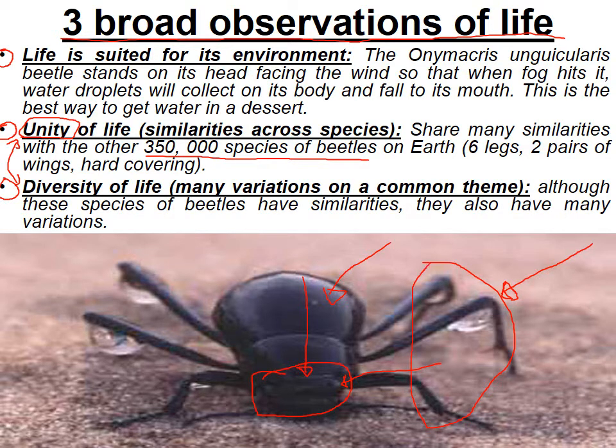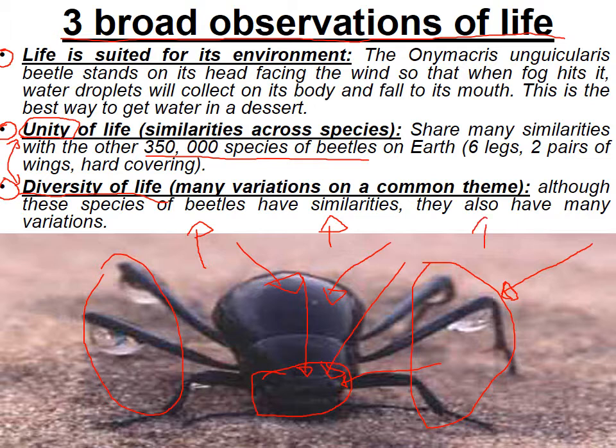They have 6 legs, they have 2 pairs of wings, they have a hard covering on them, so they're all very similar to each other. They do have differences. There's that huge diversity. So some of them have the flat head, others don't. There might be other differences too that allow them to survive in their different environments, but they're also very similar as well.